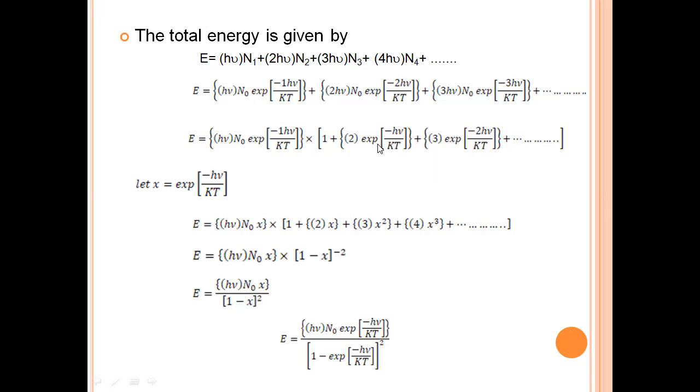Now again consider the exponential function as x. The equation can be rewritten as h nu N0 x into 1 plus 2x plus 3x square plus 4x cube and so on, which is a series expansion for (1 minus x) power minus 2. Again, with a negative power, we can rewrite this expression as h nu N0 x by (1 minus x) power 2. Again, replacing x with the exponential function, the total energy of the oscillators is given by h nu N0 exponential of minus h nu by kT by (1 minus exponential of minus h nu by kT) whole square.